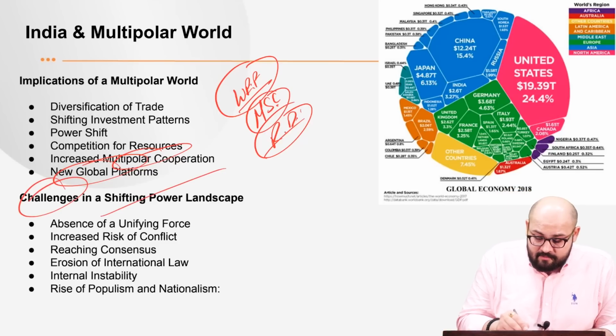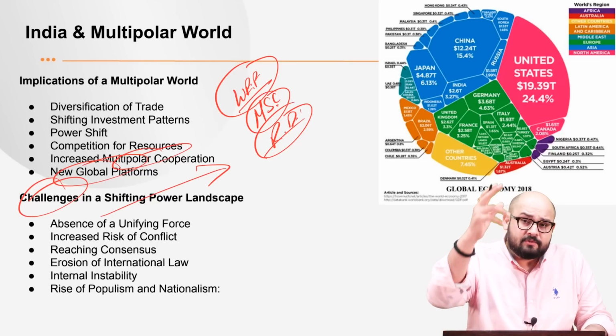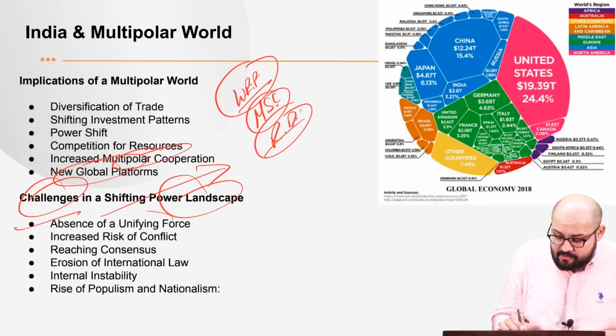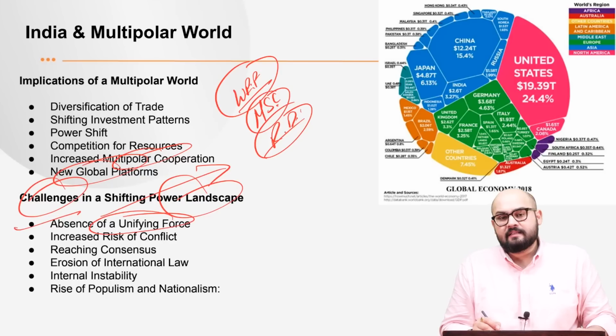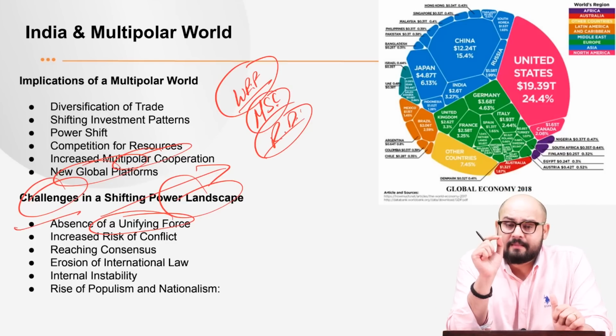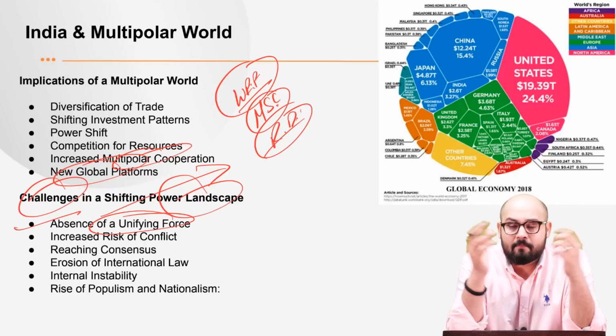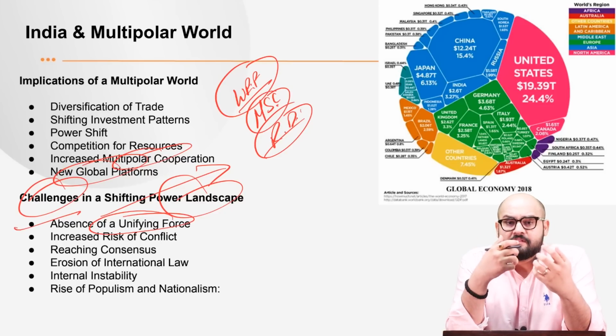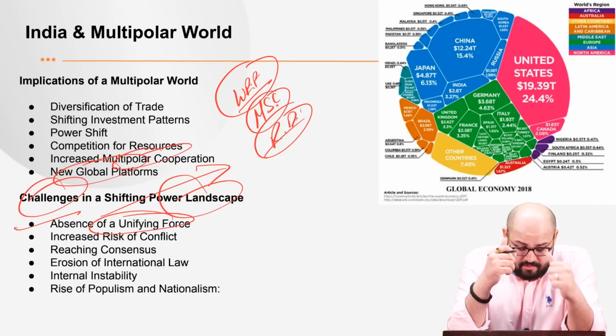Now, coming to the challenges with respect to the multipolar world order, that is the shifting of this power landscape. The first is the absence of a unifying force. Please understand that when we had the US, we had a unipolar world. It was the US who was dictating the terms, and it was the US who was maintaining global peace and stability. But right now that is not the case. Global peace and stability require collective actions from multiple parties, from multiple countries, right? So you need to keep that in mind. And therefore, collective actions or collaborations among different countries become natural and important.